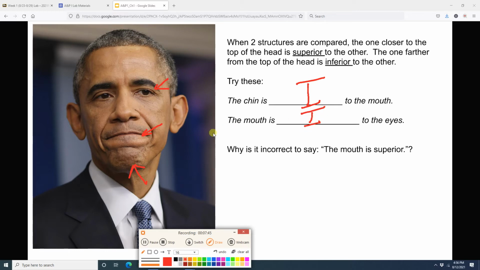Now, notice we could flip things around. I could say his eyes are superior to his mouth. His mouth is superior to his chin.